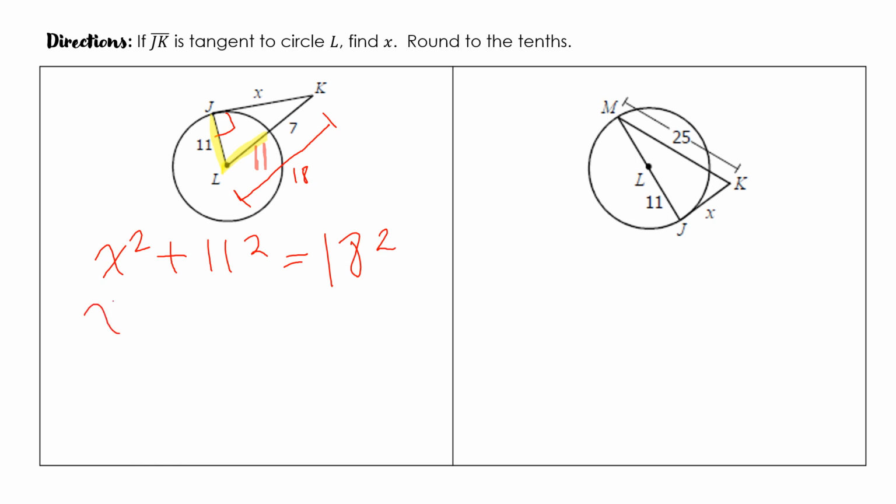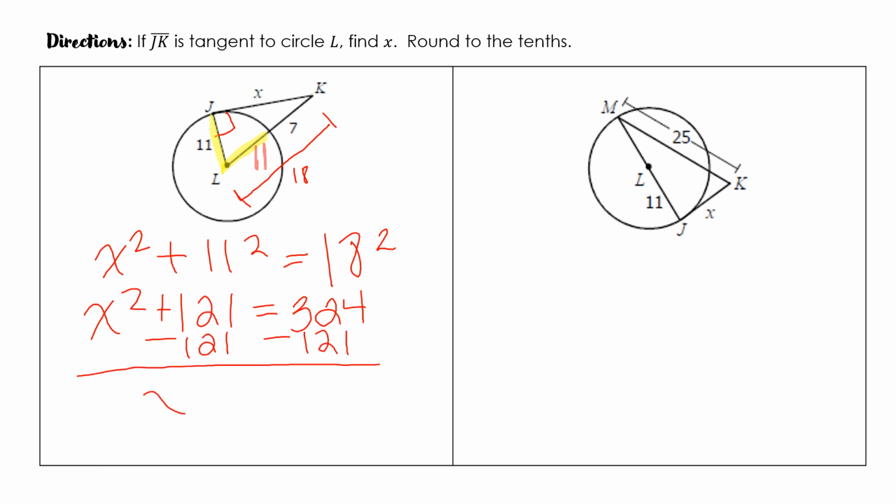All right, so we're going to do x squared, 11 squared is 121, 18 squared is 324. Now we're going to subtract 121, which gives us x squared equals 203. And then we will use a calculator to do the square root of 203. Depending on your calculator, if you're using Desmos or if you're using a 36X Pro, it's very possible that you're going to get a square root value when you plug it in, but you can turn it to a decimal.